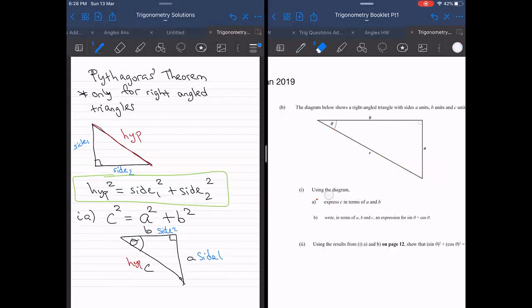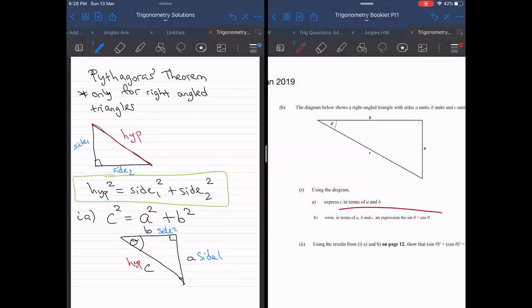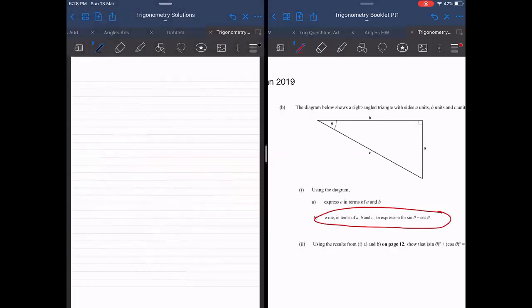Okay. Then now the second question says to write sine theta plus cos theta. So the next thing we want to talk about, right? So we spoke about Pythagoras theorem.